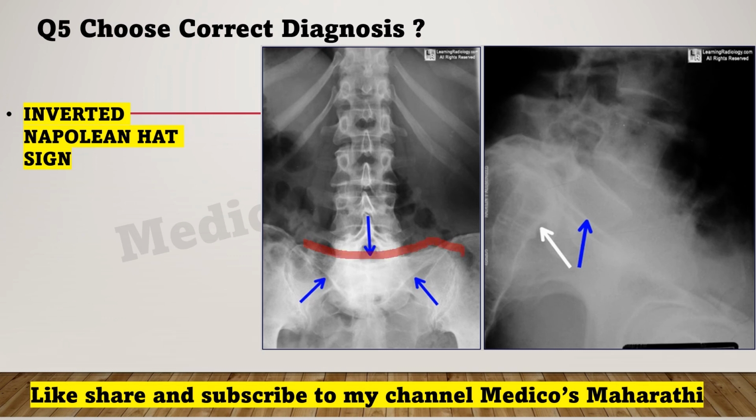It's like an inverted Napoleon hat, and it is seen in which case? You have to think about it now. You have to link that inverted Napoleon hat sign. Yes, I know it. You can create the image, but where can you see it?